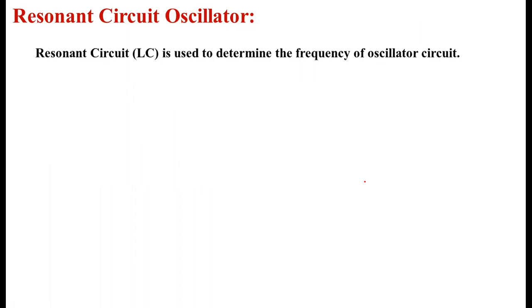Resonant circuit oscillators. As the name suggests, in this oscillator we use a resonant circuit, and this resonant circuit is used to determine the frequency of oscillator circuits. As you know, when the inductor and capacitor are connected in parallel, this LC circuit is used as a resonant circuit. So in this kind of oscillator, we use an LC circuit to determine the frequency of oscillators.